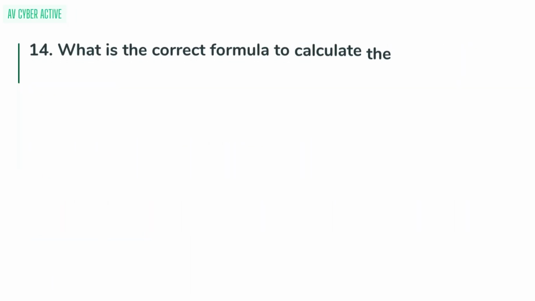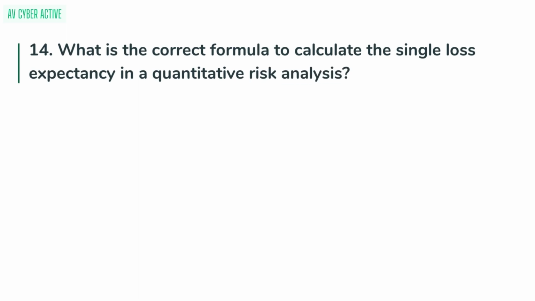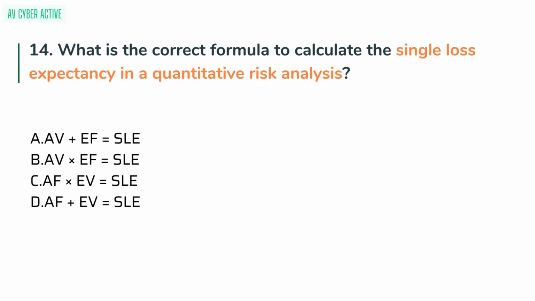14. What is the correct formula to calculate the single loss expectancy in a quantitative risk analysis? A. AV plus EF equals SLE. B. AV times EF equals SLE. C. AF times EV equals SLE. D. AF plus EV equals SLE.